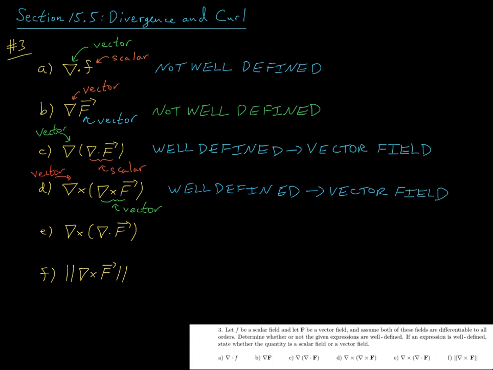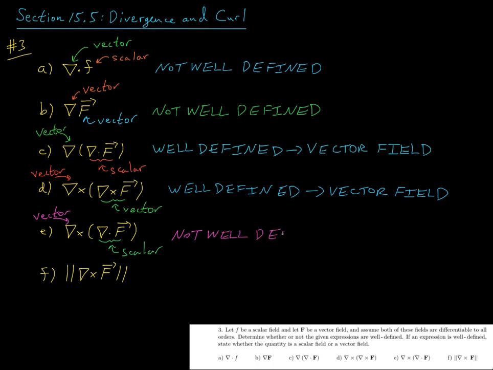All right. Moving on to E, we have del cross del dot F. And this is just the divergence of the vector field F. So this is a scalar field. Does it make sense to take the cross product of a vector and a scalar? No, it does not. So this is not well defined.